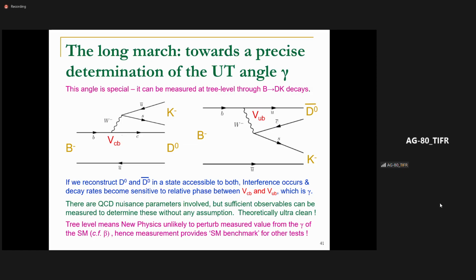If we can get these two diagrams to interfere, then we are going to be sensitive to the phase of Vub, which is gamma. How do we get these to interfere? We need the final state to be identical. So we must reconstruct these where the D0 and the D0 bar have decayed to the same final state. There are many ways in which this can happen. For example, if you ask the D0 to decay into K plus K minus, D0 bar can also decay into K plus K minus. This gives you the interference. So you want to reconstruct such a final state and then compare the rates from B minus decaying to B plus decaying.